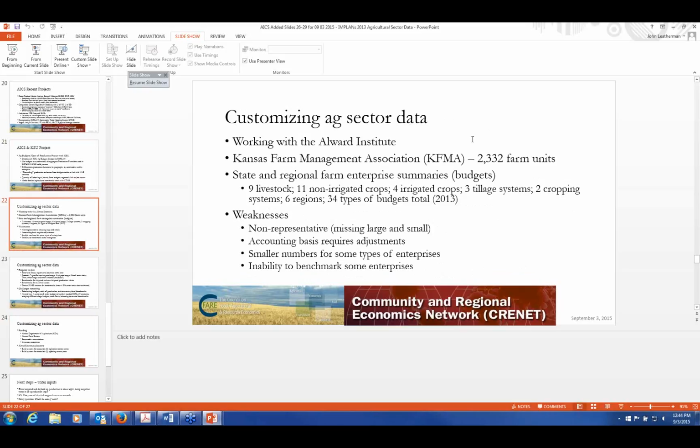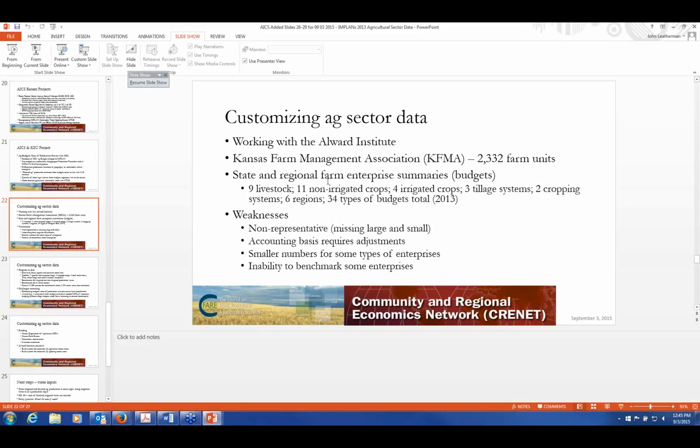But what we have in our summaries are the actual revenues and expenditures that these farm units are experiencing. In using those, I call them budgets. There are actually 9 types of livestock budgets, 11 non-irrigated crop budgets, 4 irrigated crop budgets, 3 types of tillage systems, 2 cropping systems, as well as 6 regional types of budgets available. In 2013, there were 34 types of budgets that they had published. Now, utilizing this budget information isn't perfect. They have their weaknesses.